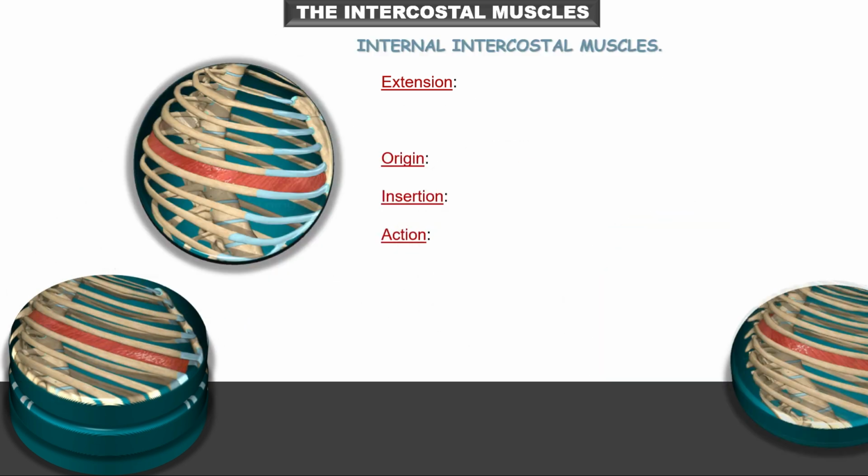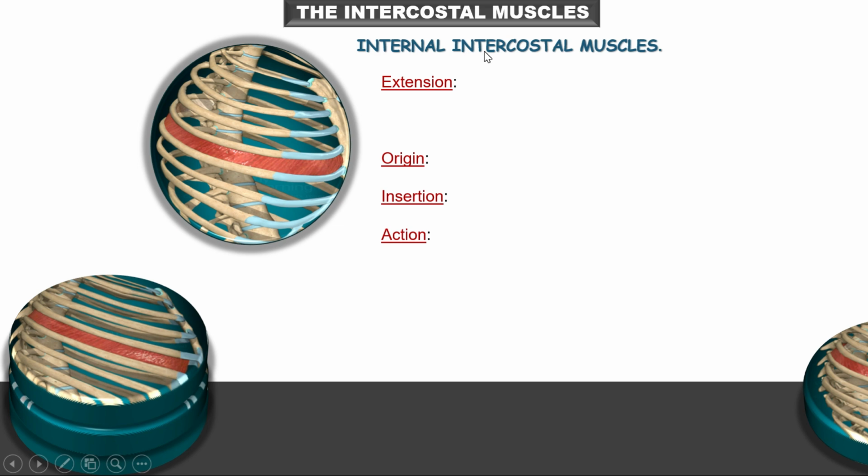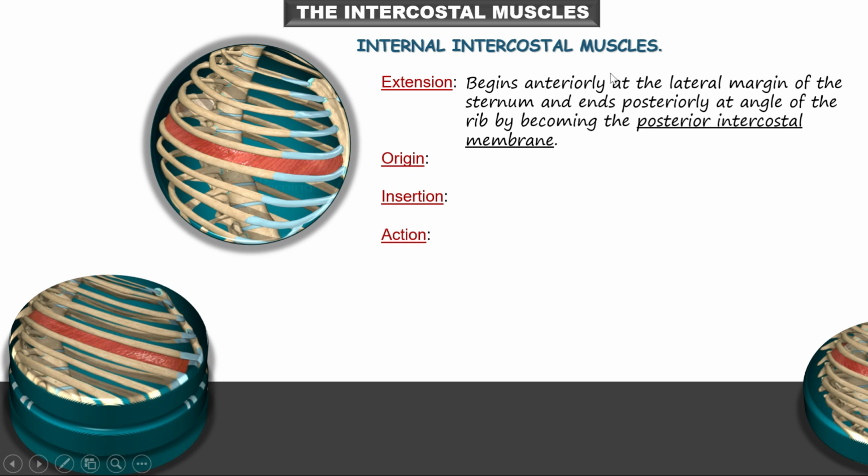The next muscle in line, let's look at the internal intercostal muscles. So these internal intercostal muscles, in their extension, begin anteriorly at the lateral margin of the sternum and end posteriorly at the angle of the rib, and they do that by becoming the posterior intercostal membrane.